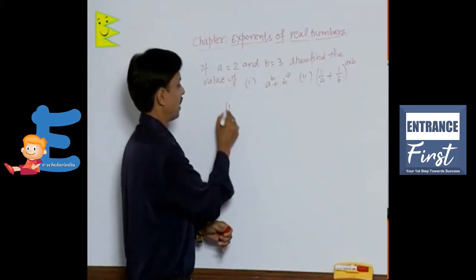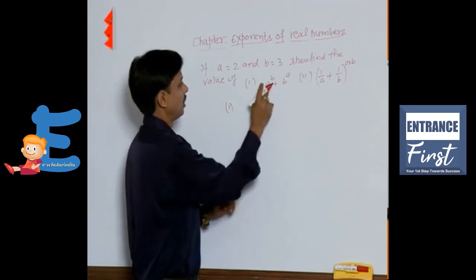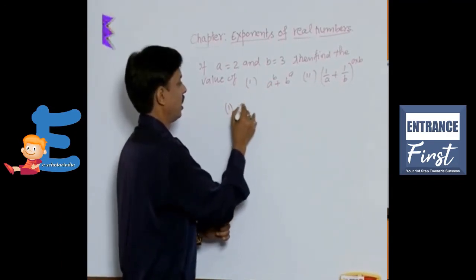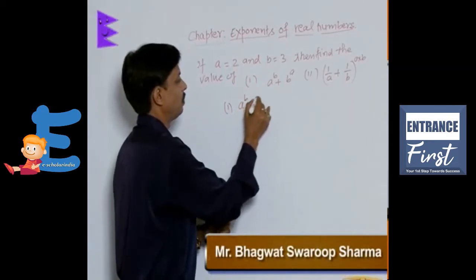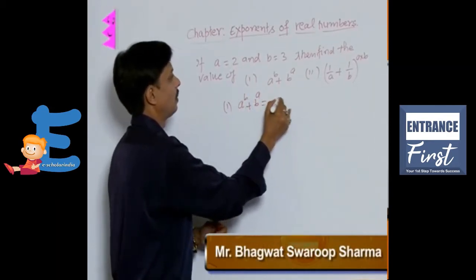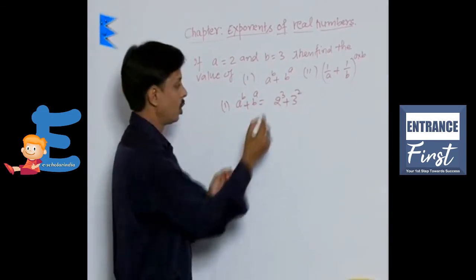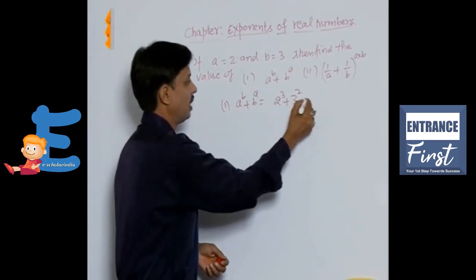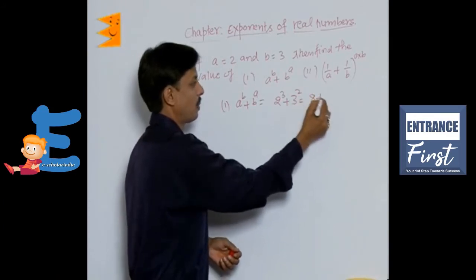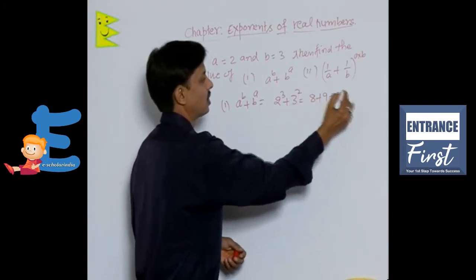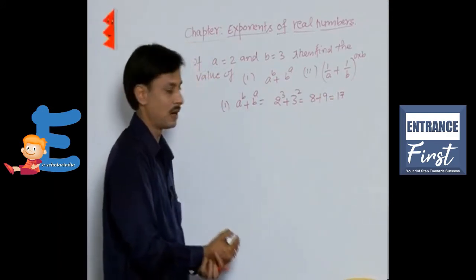So for the first part, a to the power b, what is a? 2. I am writing the question again: a to the power b plus b to the power a becomes 2 to the power 3 plus 3 to the power 2. 2 to the power 3 means 8 and 3 to the power 2 means 9. The answer is coming out to be 17. This is about the first part.